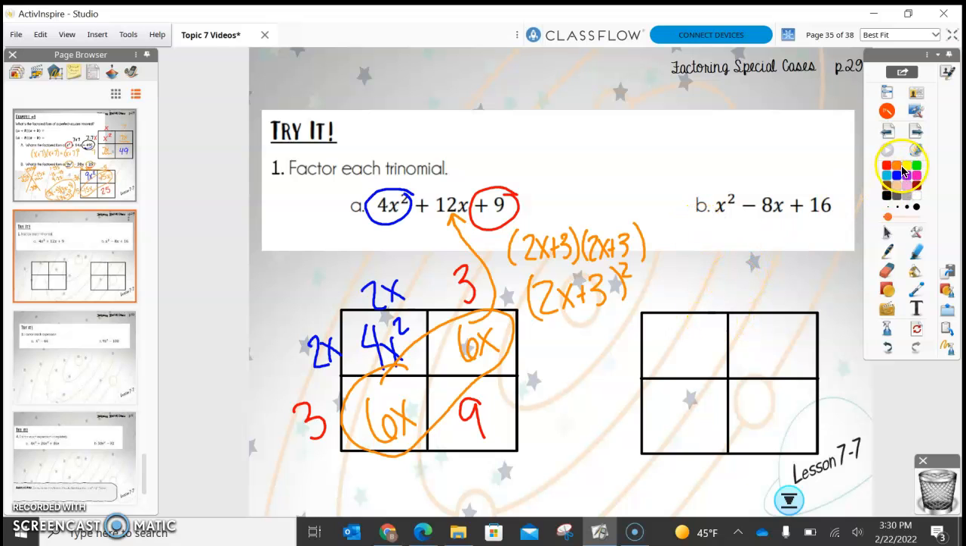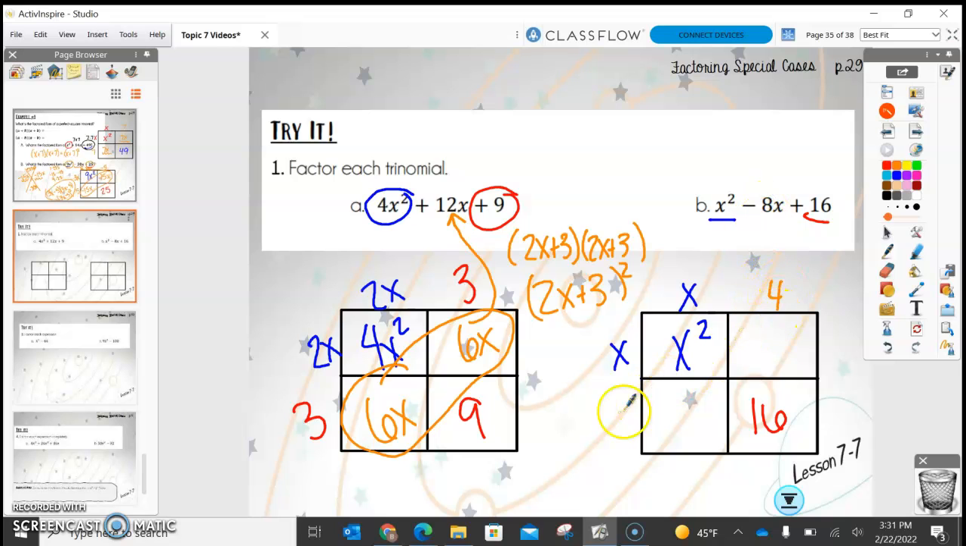Part B, same idea. This one actually is a little bit smaller, but 1 times 1 is 1. That's a perfect square. And then for my 16, 4 times 4 makes 16. But this time, I want it to be a negative 8.